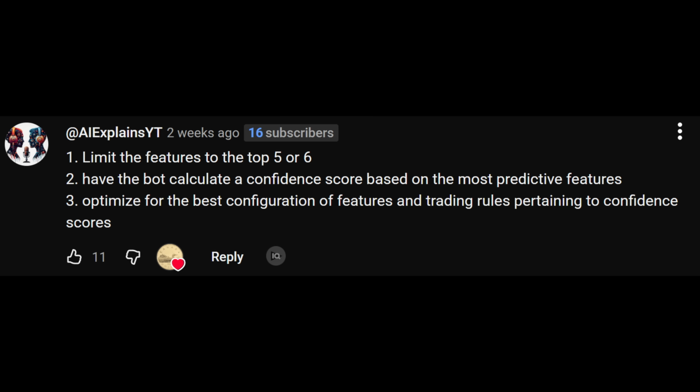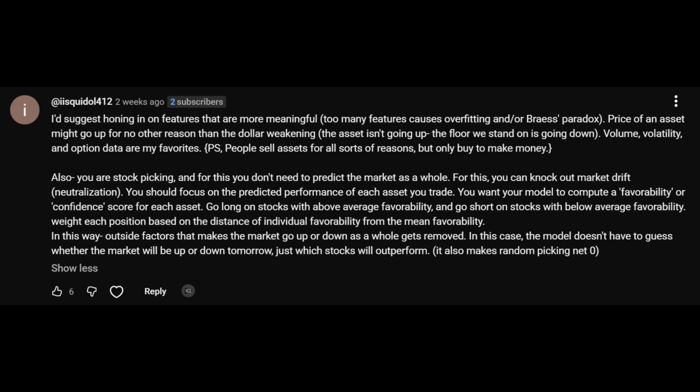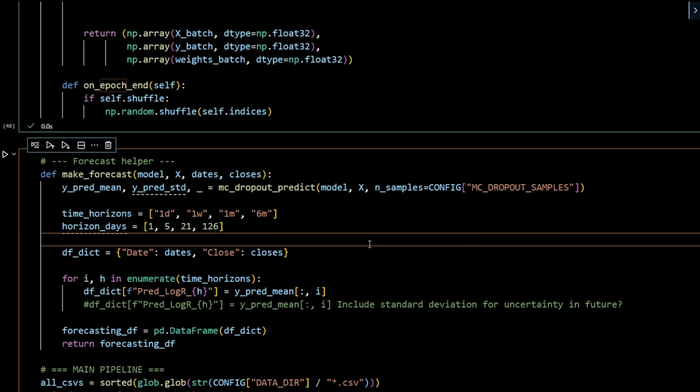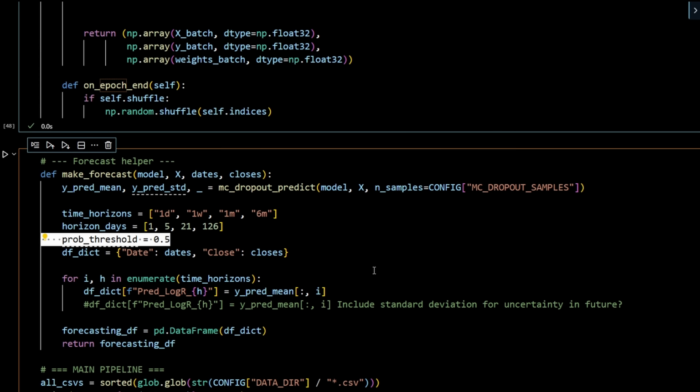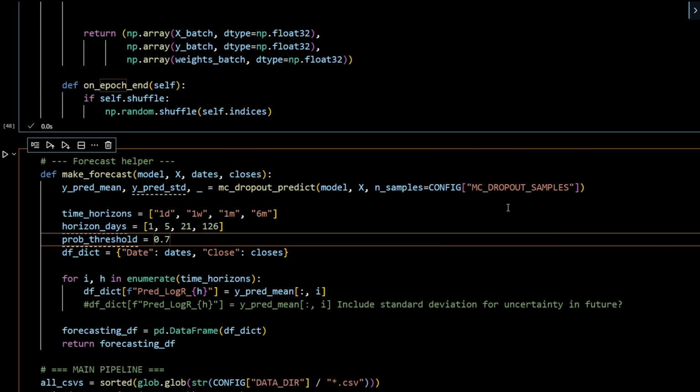Have the bot calculate a confidence score based on the most predictive features. You want your model to compute a favorability or confidence score for each asset. Go long on stocks with above average favorability. Okay, confidence scores, or uncertainty in the prediction, came up a lot. This is a massive opportunity to really improve this code, and to be honest, I'm surprised I hadn't implemented this sooner. There are just so many things that we can do to keep improving this model.